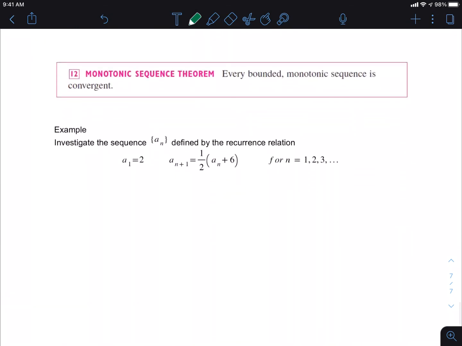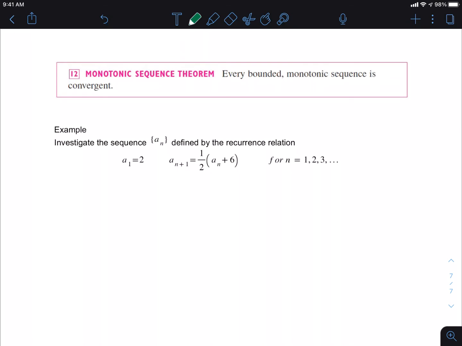Now remember, when I talked about monotonic, it's either strictly increasing or strictly decreasing. And so what this is saying is that every bounded monotonic sequence is convergent. So all it's saying is that if it's monotonic and bounded, it's going to have to come to a specific number. I can demonstrate that for you, but just remember, it's going to go to a specific number.